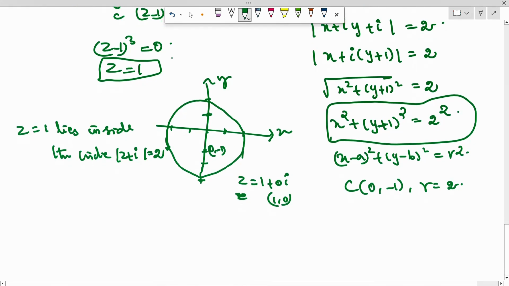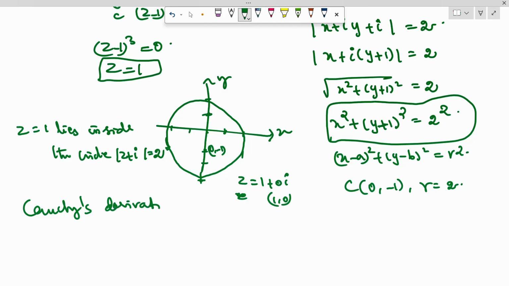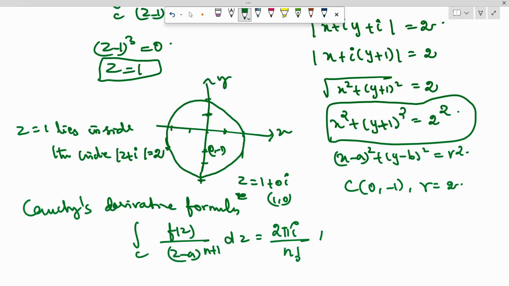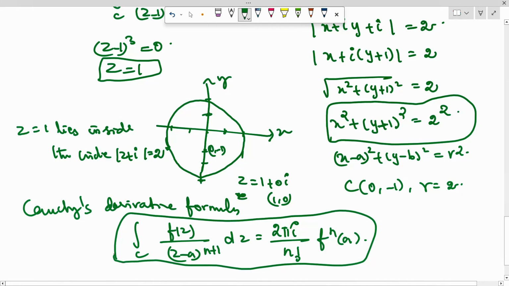First you write the nth derivative formula. Cauchy's derivative formula: integral over c f of z by z minus a whole power n plus 1 into dz is equal to 2 pi i by n factorial into f power n of a. Okay, you should remember this formula, then only we can easily solve the problem.